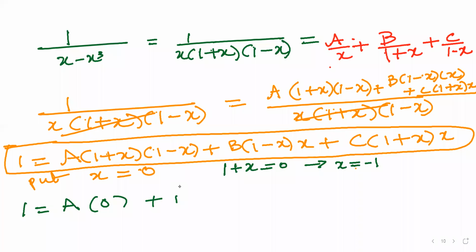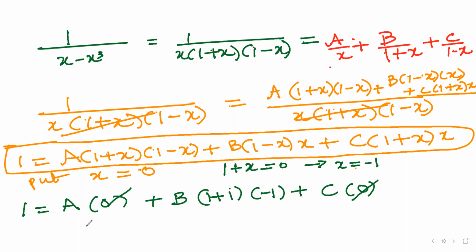B into, I'm putting x as minus 1. So B into 1 minus of minus 1, that is plus 1, into minus 1 here. If you follow the pointer, in the place of x, I put minus 1 here, and again here. So minus of minus 1 is plus. And C again gets knocked out, because 1 plus minus 1 is 0 into x, again 0. So A and C get knocked out.